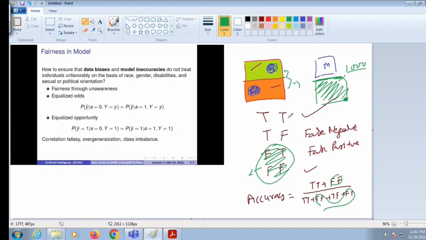If my model is very good on this particular part, then even though it is wrongly classifying the items in the small part, my accuracy is 99%. Very high, 99.99% accuracy. Not able to understand? Let me give an example.